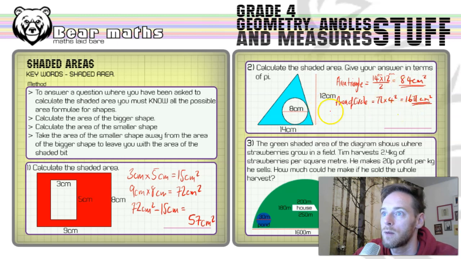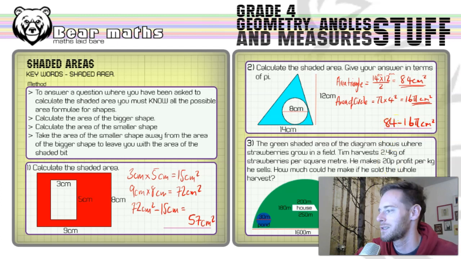So we take the 84 and we take away 16 pi. This is actually our answer: 84 minus 16 pi centimeters squared. It looks quite complicated, but actually we're just taking the area of the smaller shape, which we can see as the circle, away from the area of the bigger shape. Hopefully that all makes sense to you. Good, I'm glad it does.